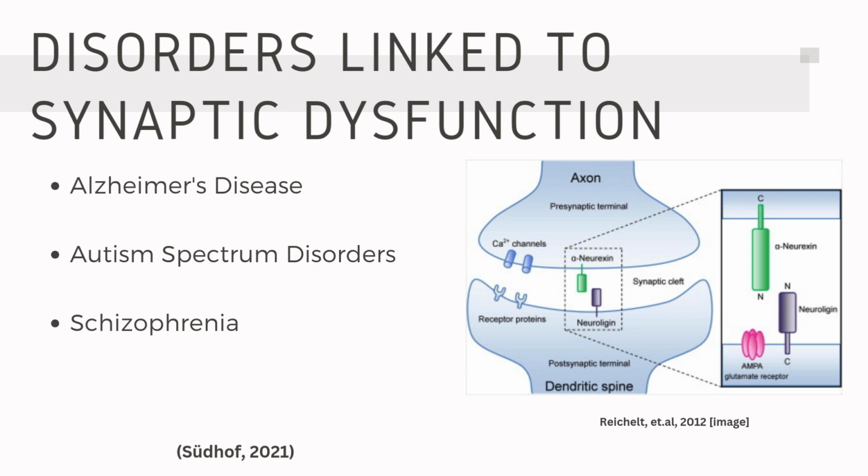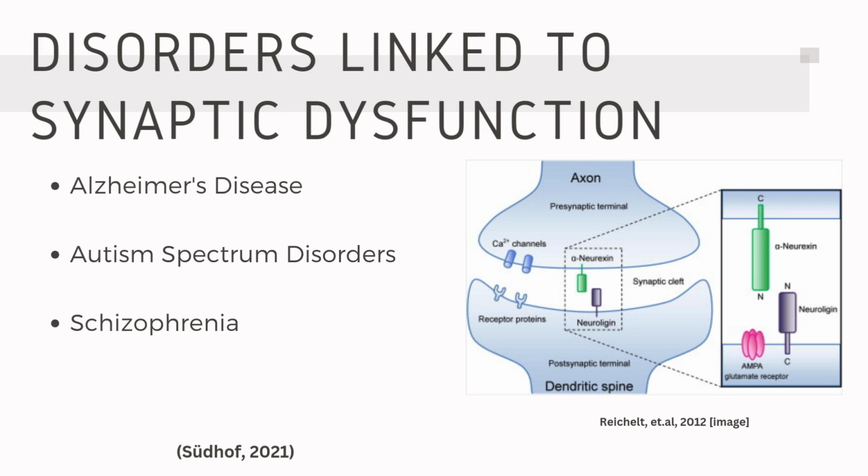Disorders linked to synaptic dysfunction. As we discussed, disruptions in synaptic function are linked to neurological disorders. Sudhof provides further evidence that dysfunction in molecules like neurexins, here in green, and neuroligins, here in purple, can contribute to conditions such as autism, schizophrenia, and Alzheimer's disease.